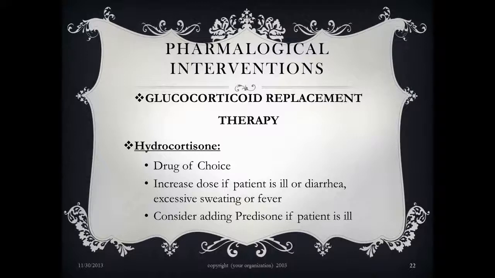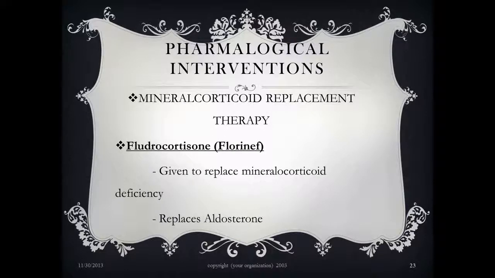Pharmacological interventions would be glucocorticoid replacement therapy or hydrocortisone. It's the drug of choice. Patients are taught to increase their dose if they are ill or have diarrhea or have excessive sweating or fever, and physicians would consider adding prednisone if the patient is ill. Other treatments would be mineralocorticoid replacement therapy or Florinef, and this is given to replace mineralocorticoid deficiency and helps replace aldosterone.